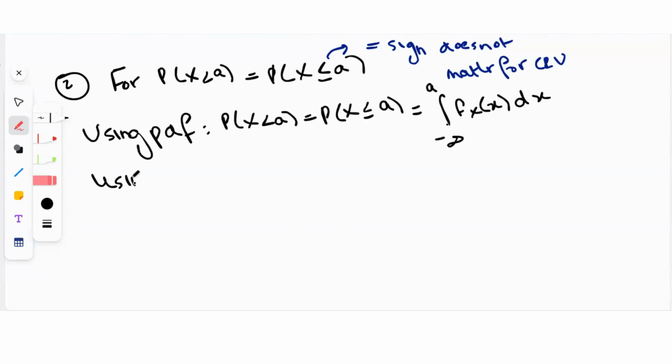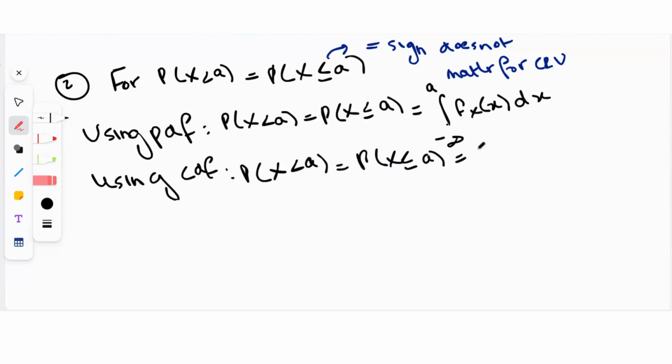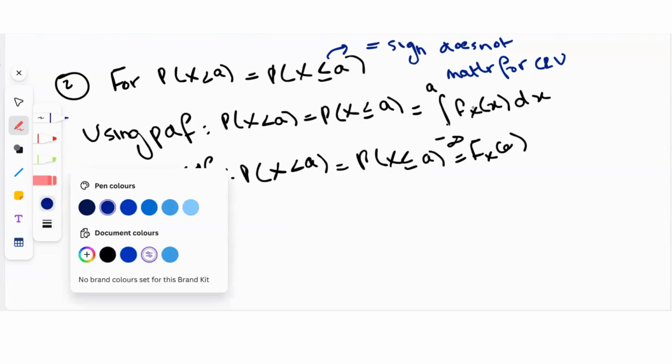Right, and then using CDF, this is simple. This is just the definition of the CDF. The probability X is less than or equal to a is just F_X(a). So this is just the definition of the CDF.